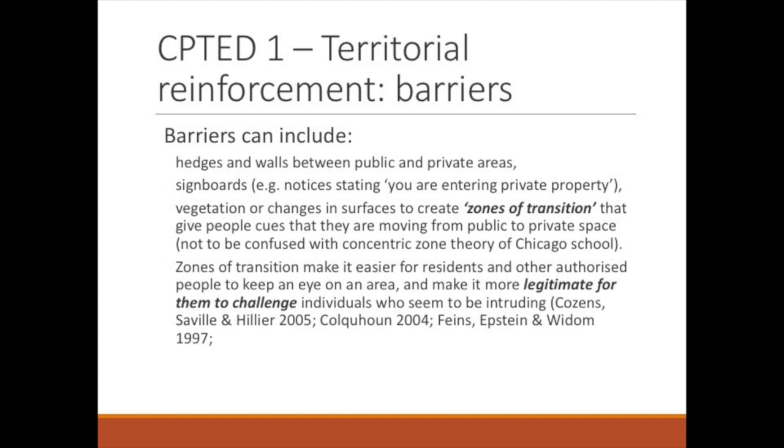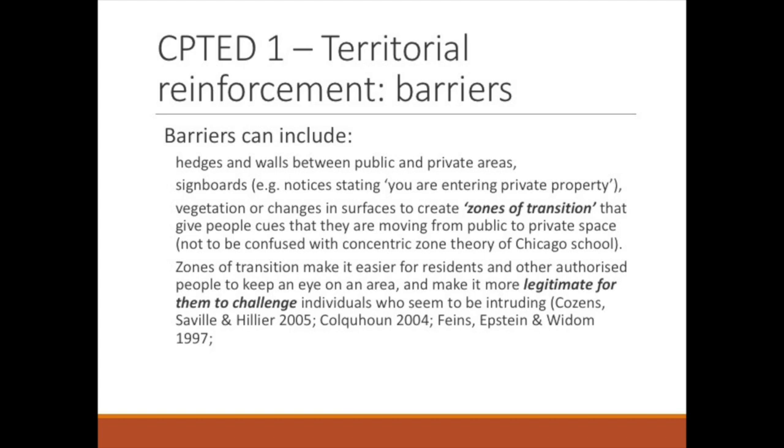Now, of course, do not confuse this with talk about zones of transition when it comes to Chicago school concentric zone theory. Just forget about that for now if you're familiar with that theory. When it comes to crime prevention through environmental design, it's just talking about signaling to people in that space that they're moving from public to private or private to public areas.